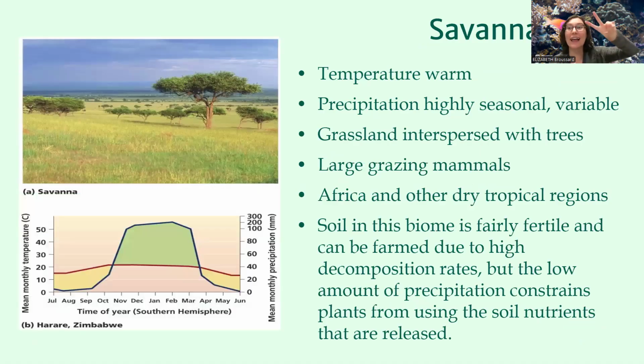All right, we are at our last two terrestrial biomes. Second to last one that we've got is our savanna. This is where I'm thinking Lion King, right? Hot temperatures, high levels of precipitation, but it is variable. It does depend on the seasons, okay?